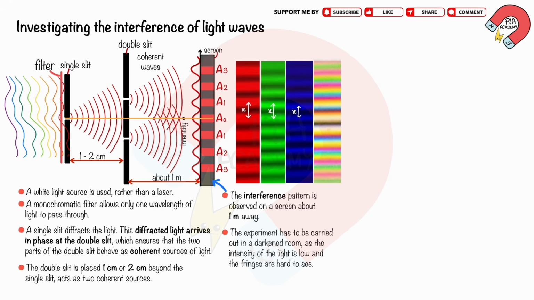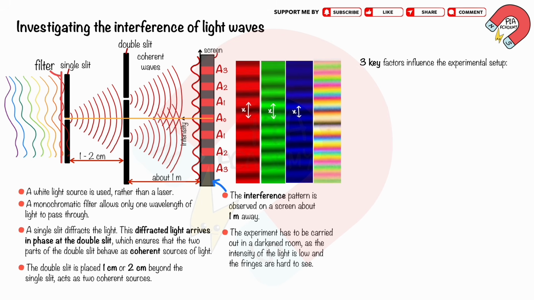This pattern shows a spectrum of colors, with blue light fringes closer to the center, and red light fringes further away. This is because red light has a longer wavelength than blue light, and longer wavelengths diffract more, spreading out more.